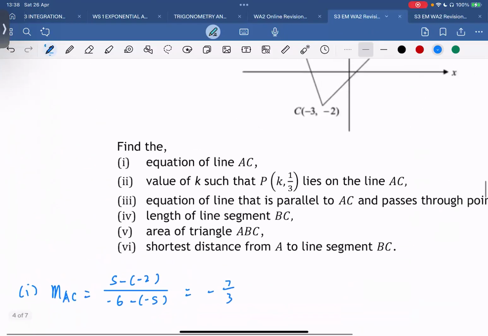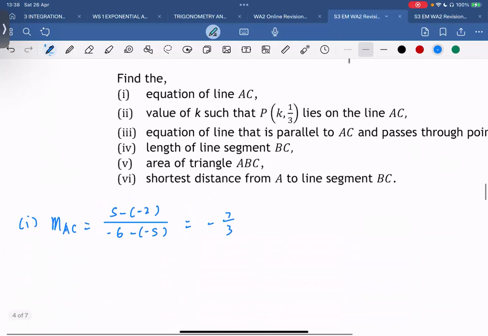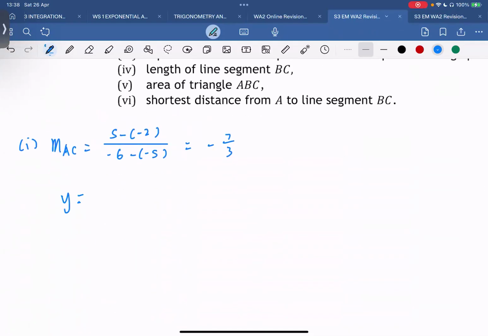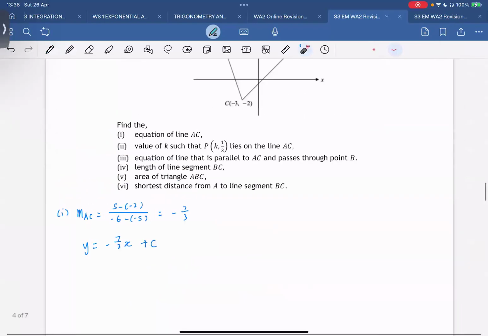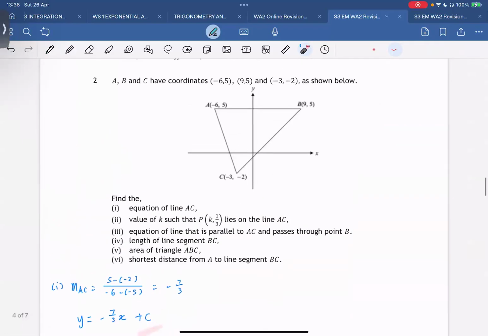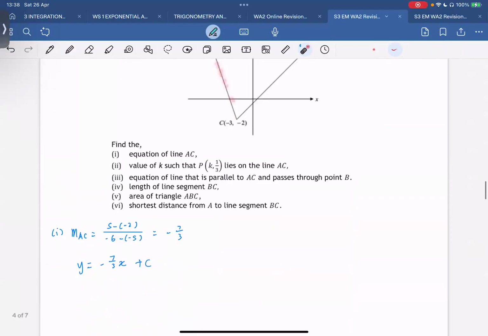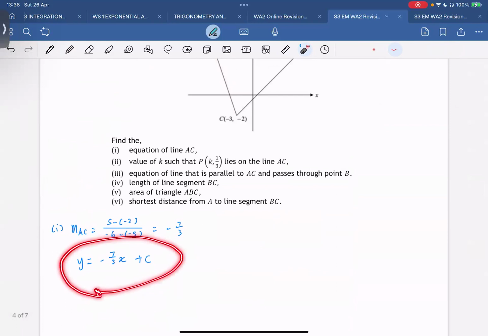And the y-intercept. Okay, so now once we have the gradient, we need to find the y-intercept, which is the value of C. So to find the value of C, I can simply sub in any point that lies on line AC, because any point on this line will fulfill this equation.